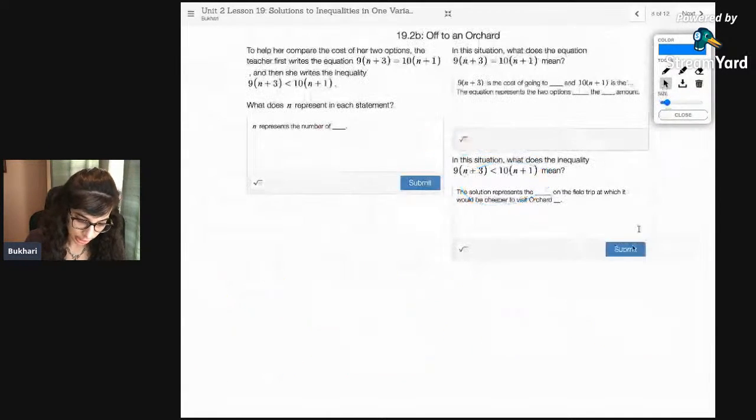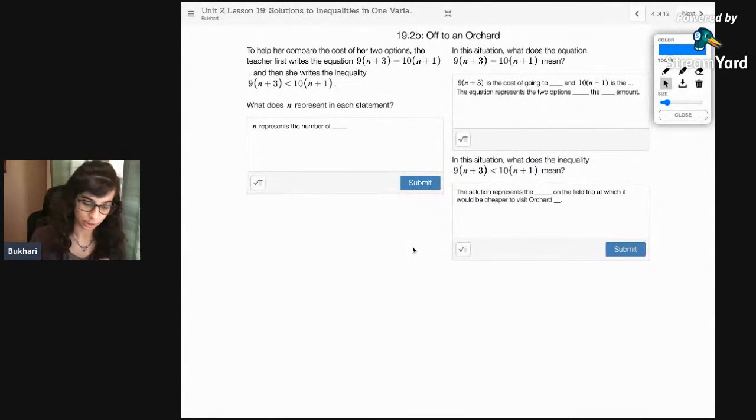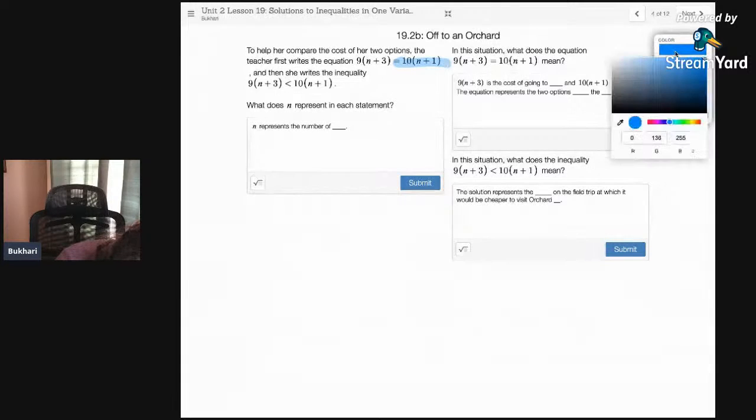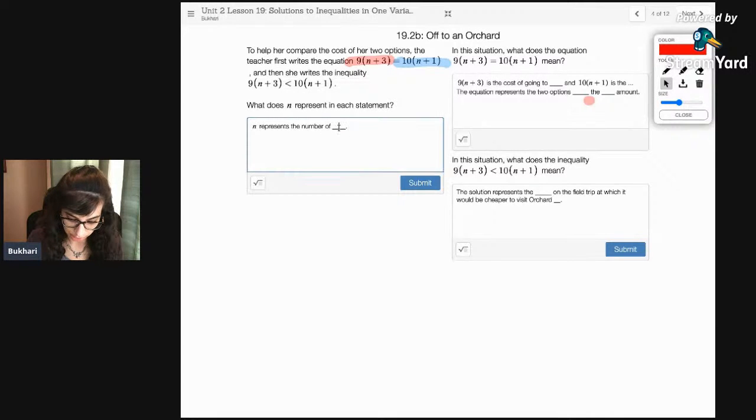Moving on to the second part, in this curriculum, we give you the equation, and you could see where that came from. This was Orchard B, and this referred to Orchard A, which should have been familiar from what I was doing before. And she writes the inequality between the two of them: 9 times (n plus 3) is less than 10 times (n plus 1). And so the question is, what does n represent in this statement?